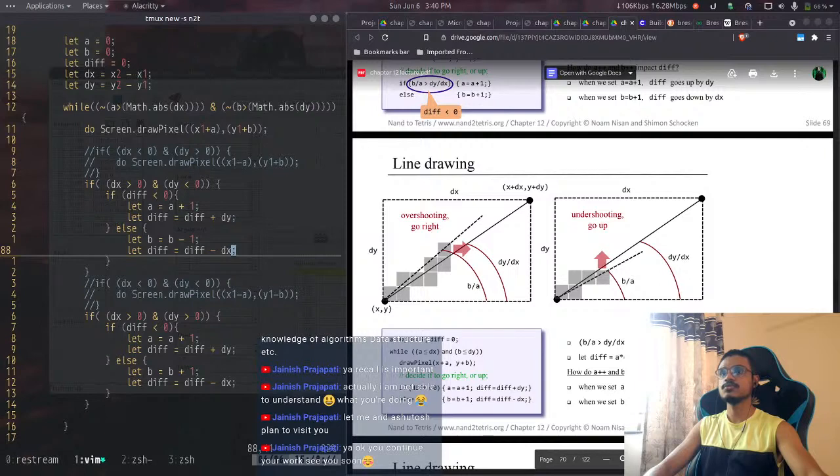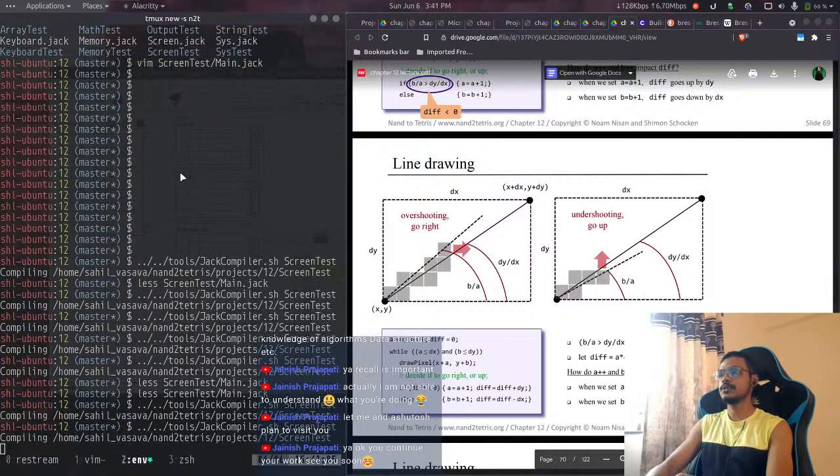Difference goes down by dx, but in this case difference will go up by dx. Yeah, so this should be positive. Let's try to check if this works or not.